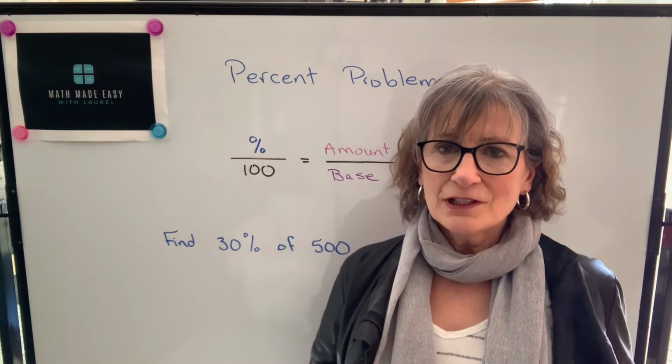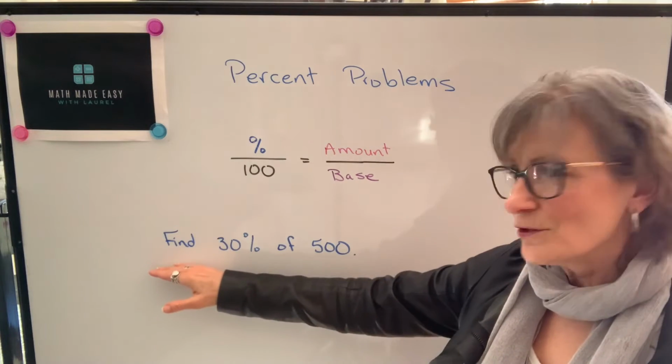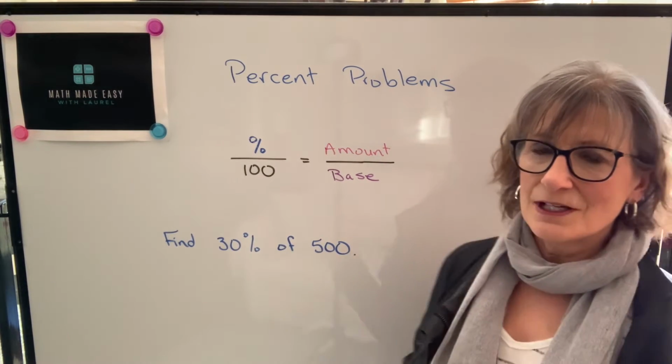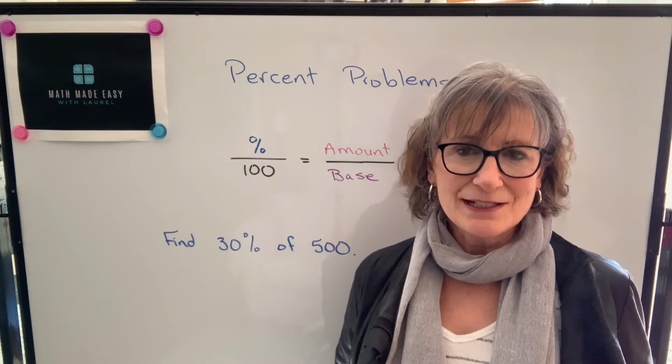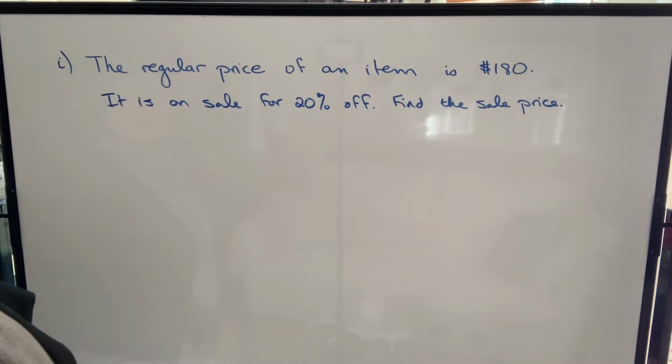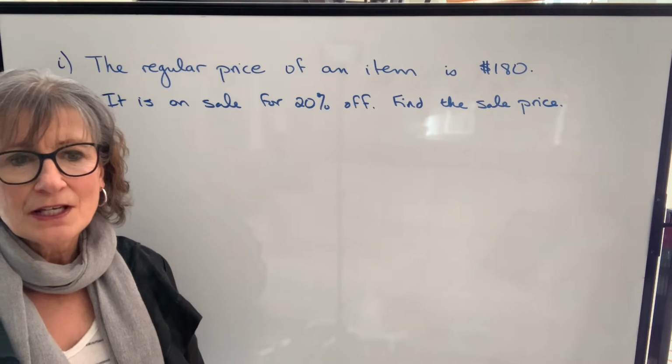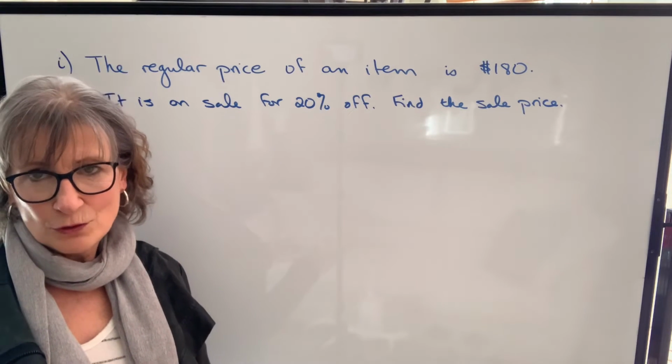But when you look at real life applications, you're not going to see the word problems written quite so simply. So let's take a look at some typical word problems that you might see. So this first problem says the regular price of an item is $180. It is on sale for 20% off. Find the sale price. There's two ways that we can do this question.